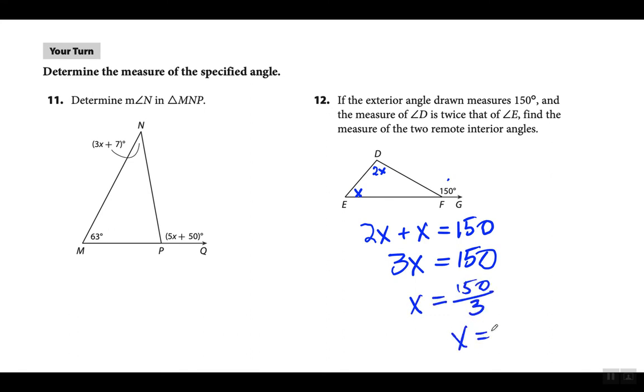So x equals 50 degrees. Okay, so that means x es igual a 50 grados. So that means that angle E, la medida de ángulo E es 50 grados, angle E is 50 degrees, and angle D, la medida de ángulo D, is 100 degrees. Because 2 times 50 is 100. 2 por 50 es 100.